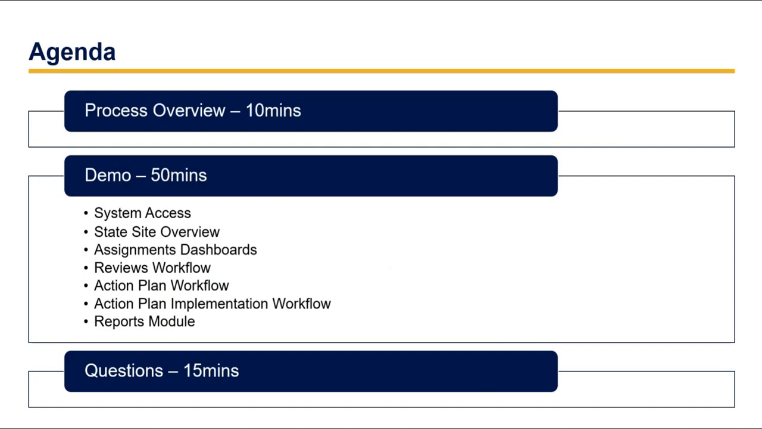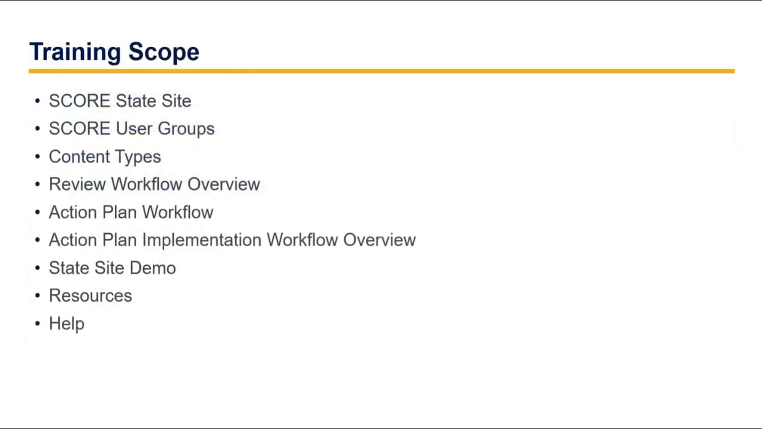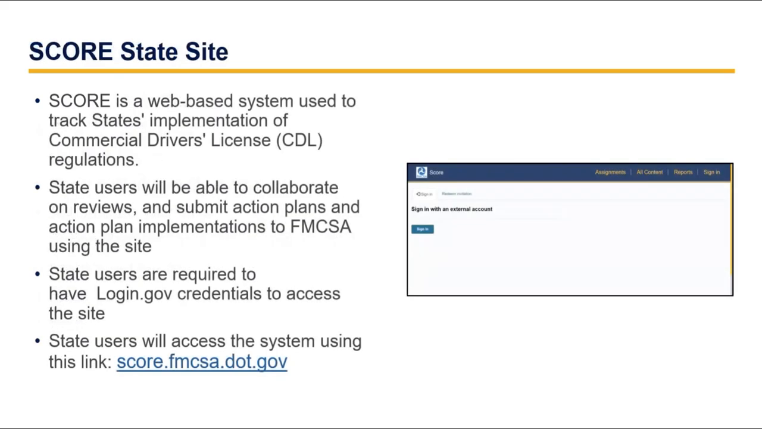Today's agenda, we will go over the process overview. We will go into our system demo. The training scope includes the SCORE state site, SCORE user groups, content type, review workflow, action plan implementation workflow, the state site demo, resources, and help documentation.